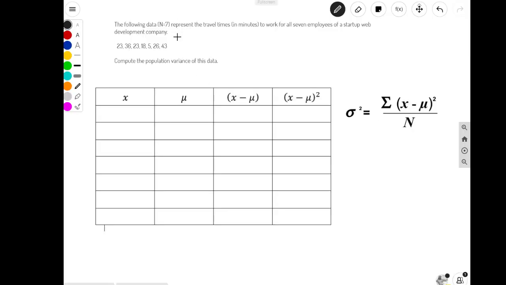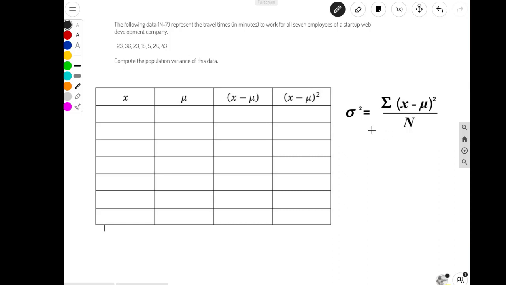So I've gone ahead and pasted the question into Zite Board. Remember, the Zite Board will be linked below in the description box. And I've made myself this little table. I have pasted the population variance formula into Zite Board as well.